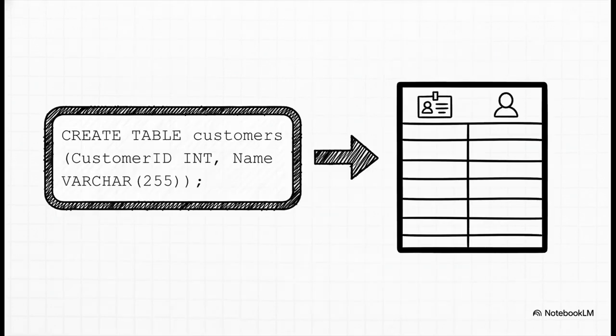And this is what it actually looks like in practice. This one line of code is just a formal way of saying, hey database, I need a new table called students. Make sure it has a spot for their ID number and another spot for their first name. And boom, just like that, your structure is created. That is DDL in a nutshell.